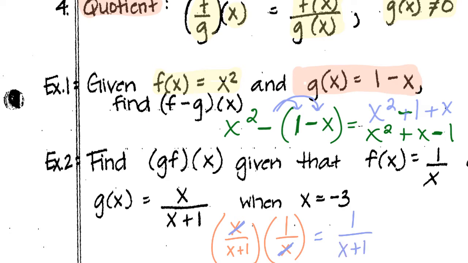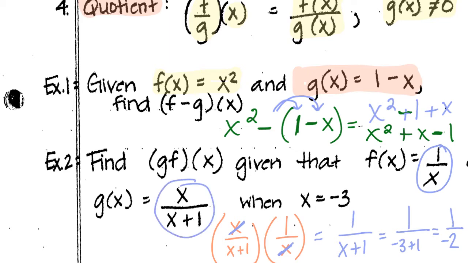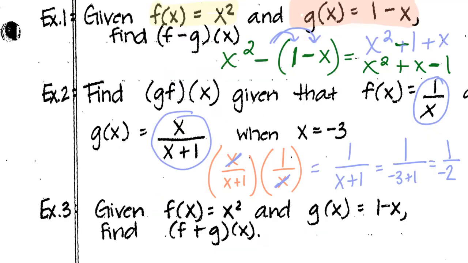But now they're telling us that instead of putting in x, we're going to put in what? -3 plus 1. So what is the answer? -1 over 2. Good, 1 over -2 or -1 over 2 or -1/2. All of those answers are the same. Would it be the same if I put the -3 in first? I want you guys to try that on your own and tell me if it would be the same.